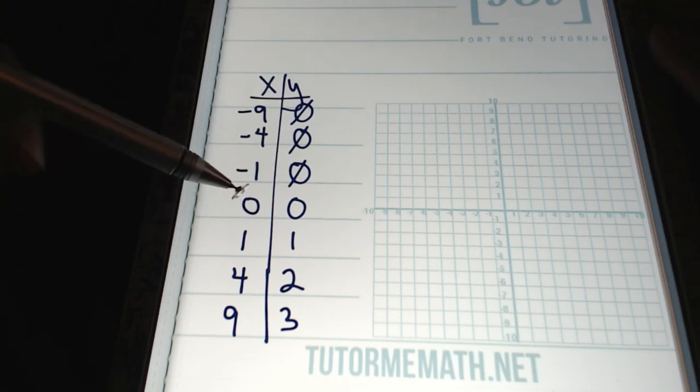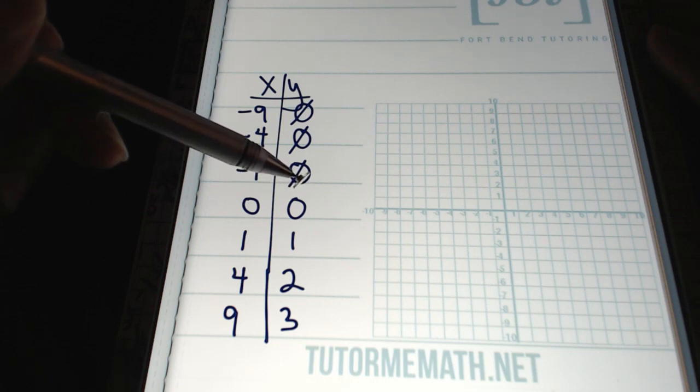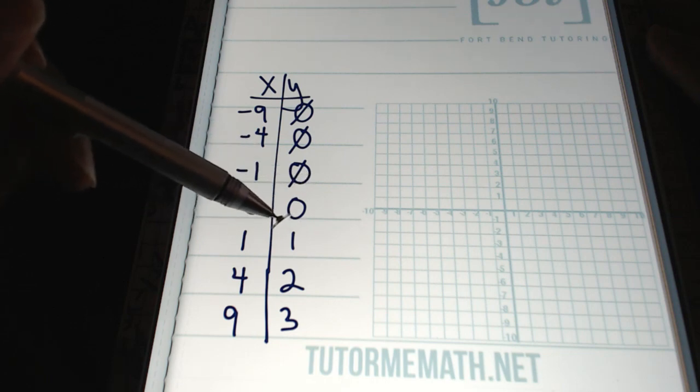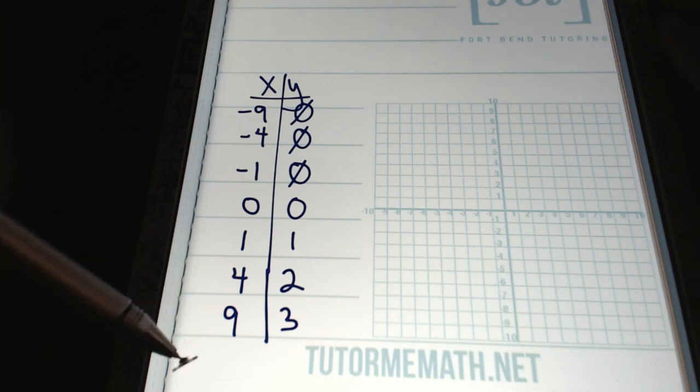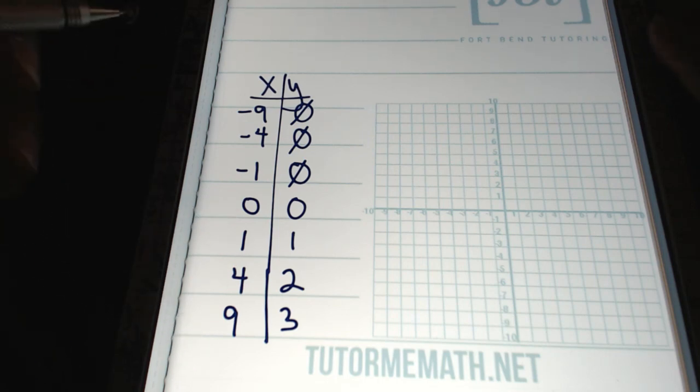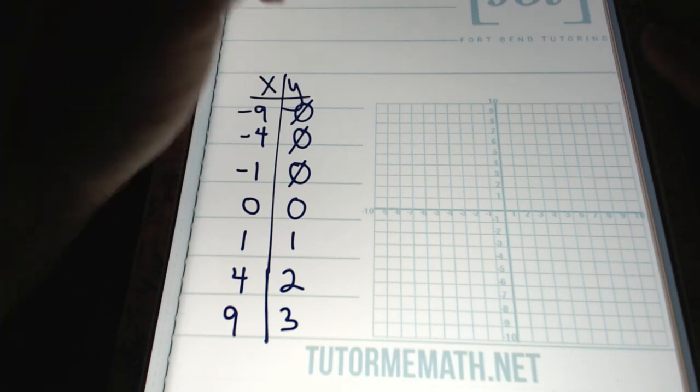However, if you plug in 0, you get 0. If you plug in 1, you get 1. If you plug in 4, you get 2. If you plug in 9, you get 3. Let's go ahead and graph this and see what we're dealing with here.